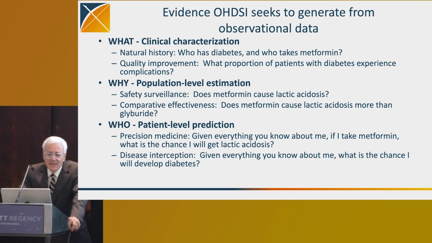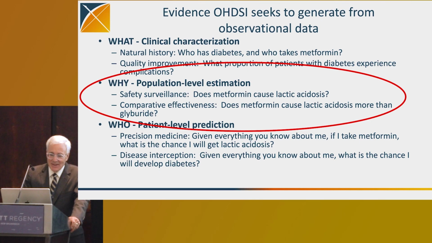So OHDSI seeks to generate evidence in 3 ways: what, why, and who. What is clinical characterization? Like, who takes metformin? Just tell me who takes the drug. The why, population level estimation. Does metformin cause lactic acidosis? Why did I get lactic acidosis? Was it due to the metformin? And who, given everything you know about me or your patient, is that person likely to get lactic acidosis? And we're going to focus on the middle one today.